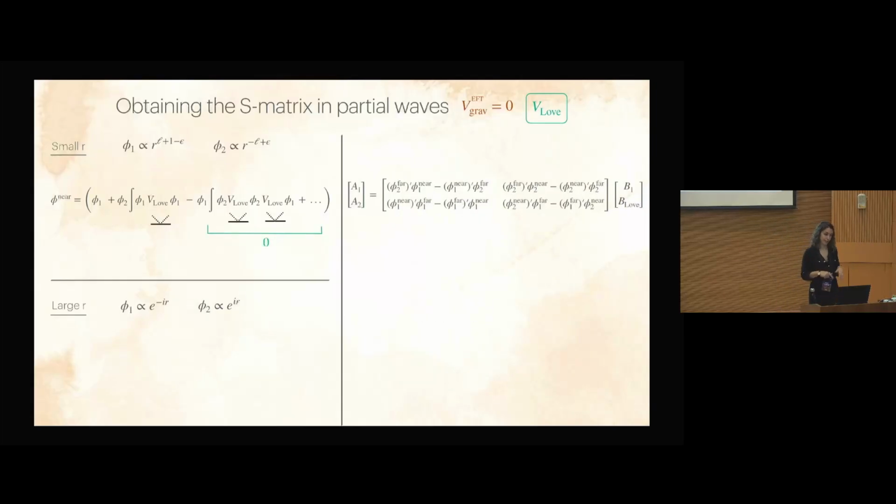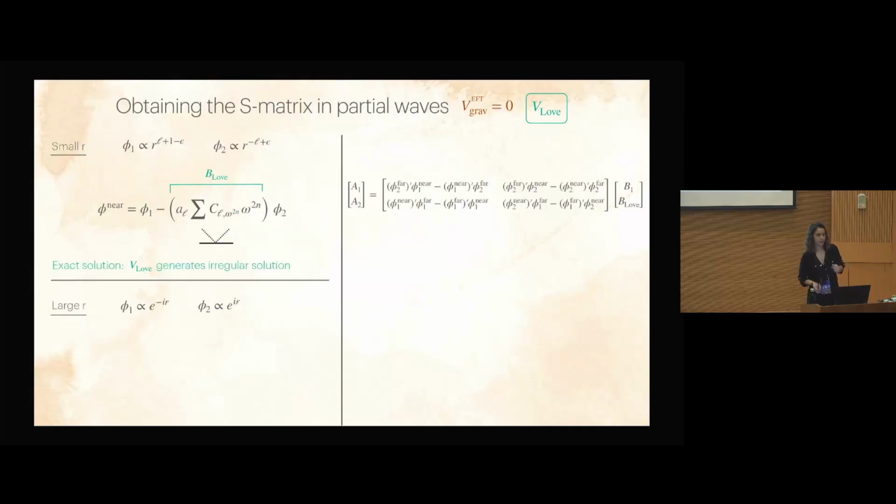V_LOV will contribute in this near zone. I'm going to start iterating this V_LOV potential. I'm going to do it once, I'm going to do it twice, and it's 0. It basically truncates the series immediately. This is an exact solution. And in particular, it generates an irregular solution, okay?